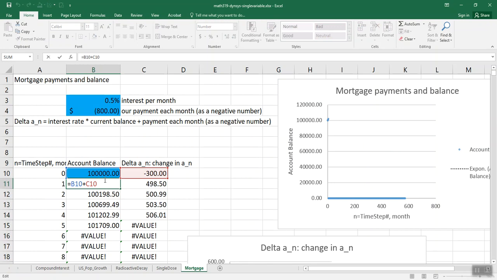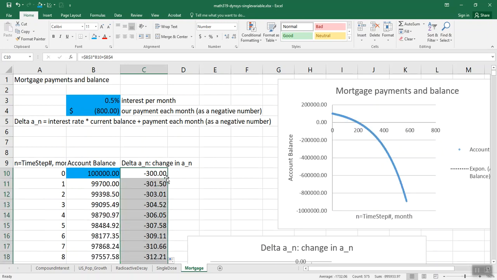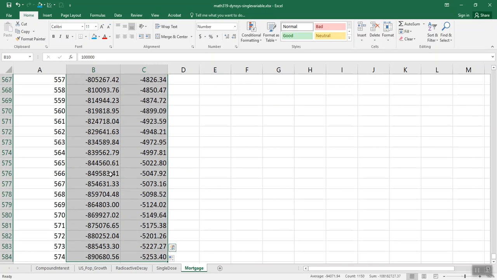But this formula doesn't have to change. It's still previous plus interest. I think what's going on here is I forgot my absolute reference with the dollar signs there. Alright, so that's looking a little more realistic. These are dollar amounts, so let's format them as dollars.